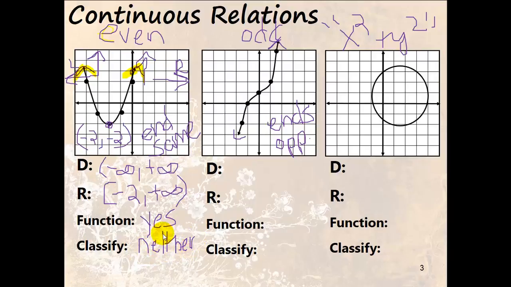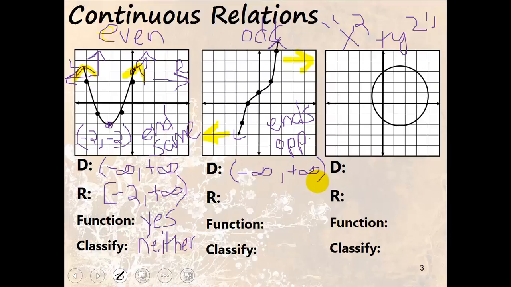If it's even, it's neither 1 to 1 or onto. All right, now on this one, let's talk about our domain. This one keeps going and going and going to the right. I know it's hard to see that, but what it's saying is as it goes up, it keeps going to the right. As it keeps going down, it keeps going to the left. So our domain, just like on this one over here, is negative infinity to positive infinity.